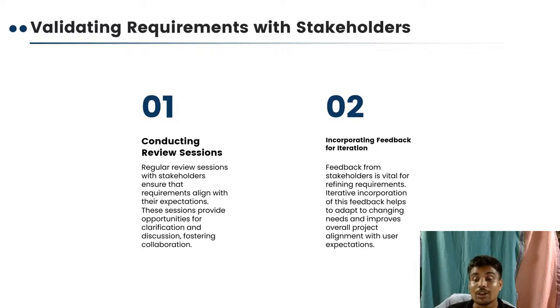The second one is incorporating the feedback for iteration. That is a very, very important point, where you incorporate the changes they have insisted on for that percentage of development you have done in your data visualization project. So this is how you can document and validate the requirements from the stakeholders. Once you document it, you can review it and add any pointers which you have missed. This is the pre-requirement of developing a data visualization project: gathering the requirements from your stakeholders.